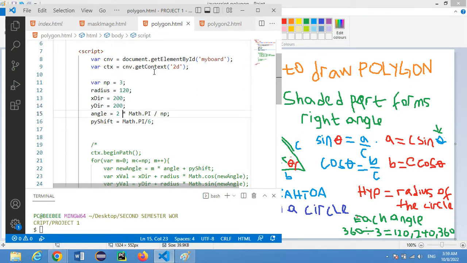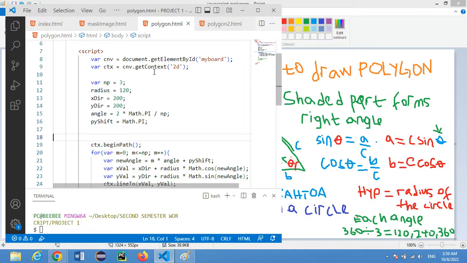to get different results and direction. Then for our angle, it's 2 multiplied by 180, which is 360, divided by the number of sides of our triangle, which is 3. So 360 divided by 3, that is 120. That is the angle of the first right angle triangle. Then to shift our triangle, for now, let us make use of 180 degrees.